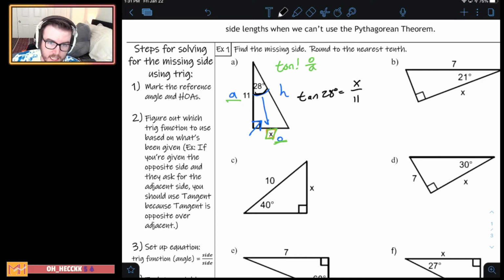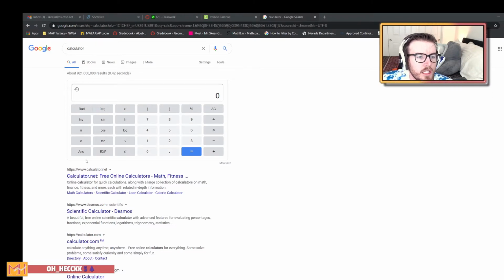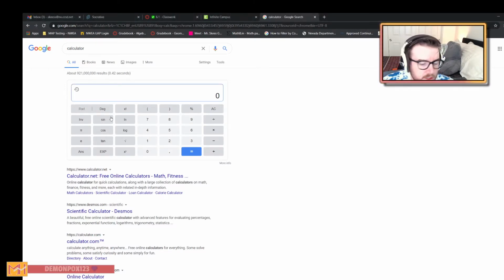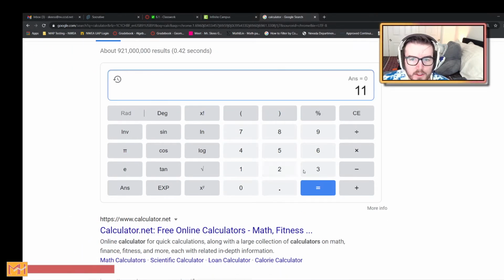And how are we going to get rid of this 11? If I'm trying to solve for x, how do we get rid of it? If we're dividing by 11, we're going to multiply by 11 to each side. So 11 times tangent of 28 degrees equals x. And this right here, we plug into our calculator. I'm using the Google calculator. You want to make sure you're in degree mode. You see that right there, how I clicked DEG? We're in degree mode. So 11 times tangent of 28 degrees is 5.8.